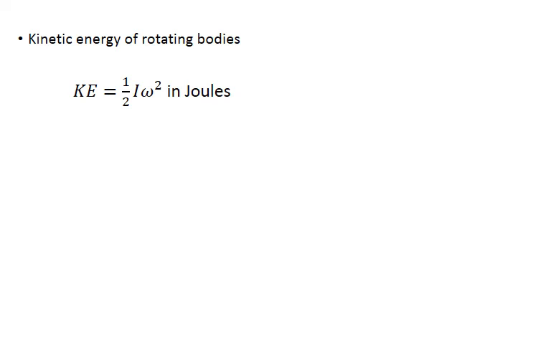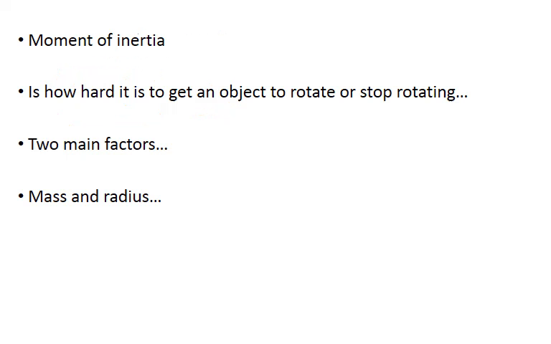So when we look at kinetic energy, we look at angular kinetic energy or rotational kinetic energy. It's 1/2 I omega squared, and it'll come out to be in joules. So again, with moment of inertia, it's how hard it is to get an object to rotate or stop rotating. And again, there are two main factors. How much mass do you have? What's the radius? The more mass you have and the greater the radius, the more moment of inertia you're going to have.